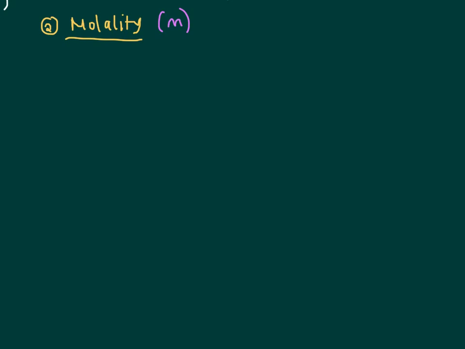Okay, the second way that you need to know how to express a solution's concentration is called molality. The symbol for molality is a little m. I know that it's hard because it's similar to molarity as far as what it looks like, but it's different. To calculate molality, you would take the number of moles of your solute and divide it by the kilograms of your solvent.